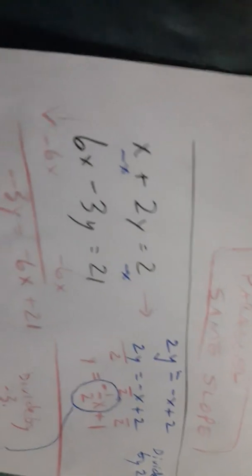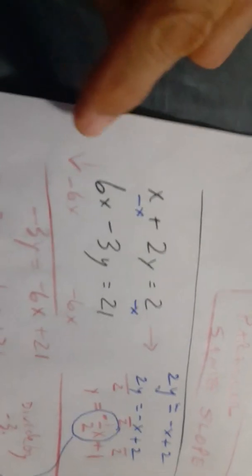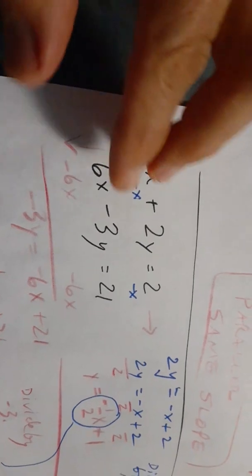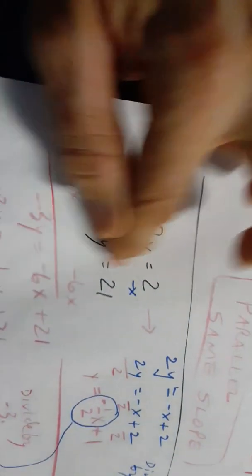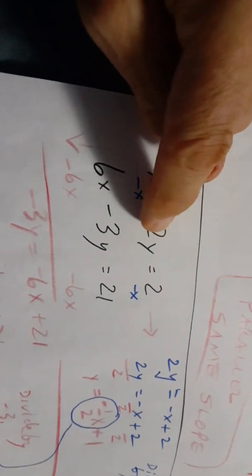Let's look at the next problem. Got both of these. Both of them require us to move the x to the other side of the equal sign. We want to get y all by itself.